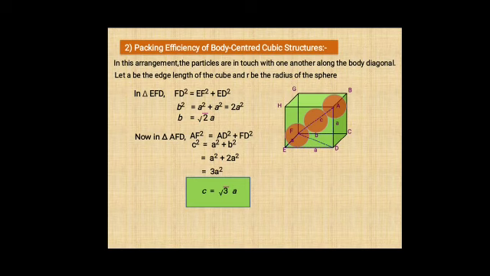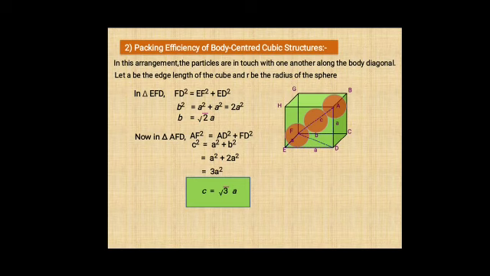So therefore it becomes B square, which is equal to EF square. EF is an edge length, therefore A square. ED square, which is also an edge length, that is A square. So which will be 2A square, and finally B is equal to root 2A. Next part. Now in the triangle AFD, you can look into the diagram, hypotenuse AF square equal to AD square plus FD square.